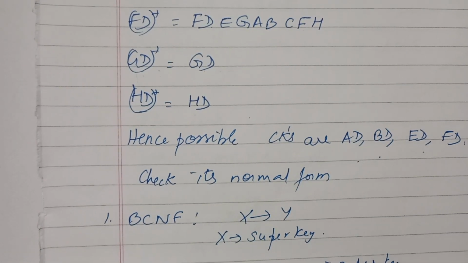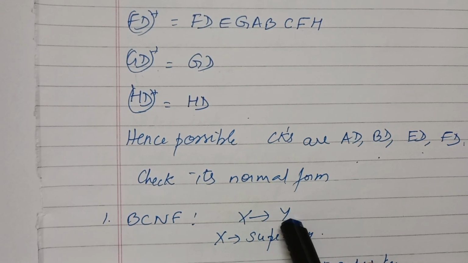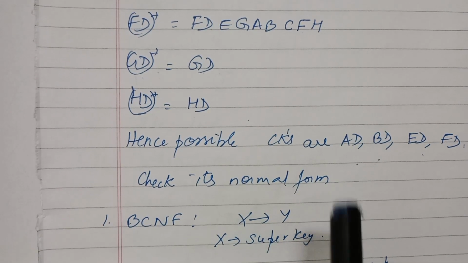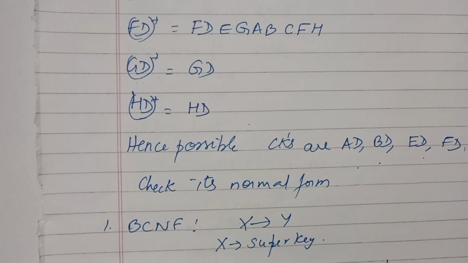So when you check the normal form, you have to start from the BCNF. So BCNF, what is the condition? X derives Y means X should be the super key. So here for each of the functional dependencies, if it satisfies this condition, then it will be in the BCNF.